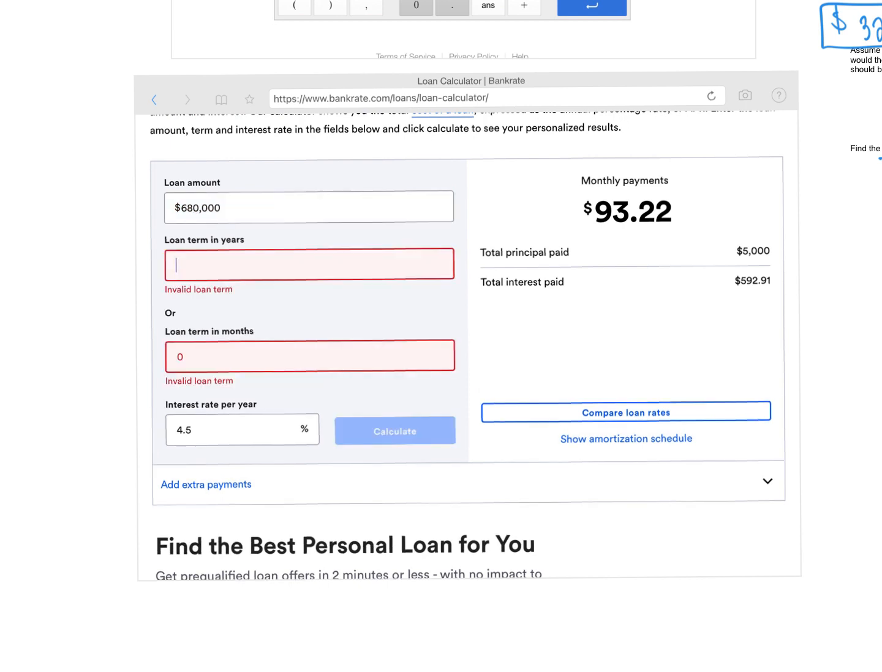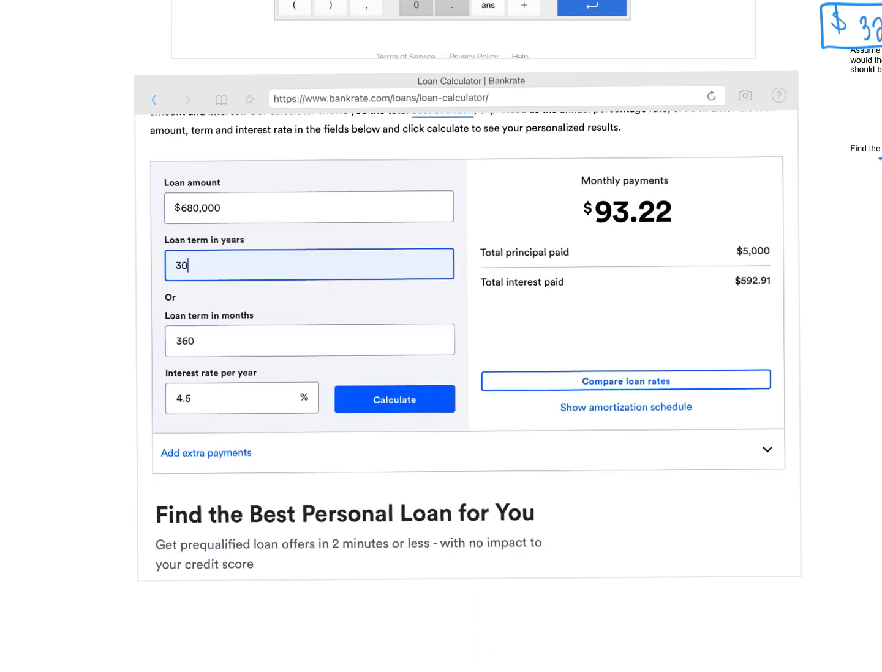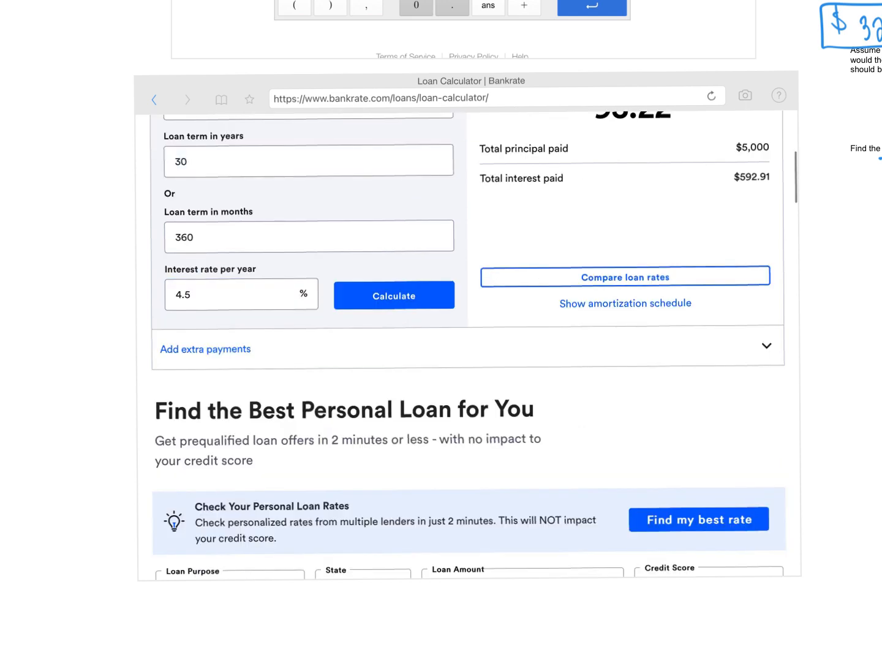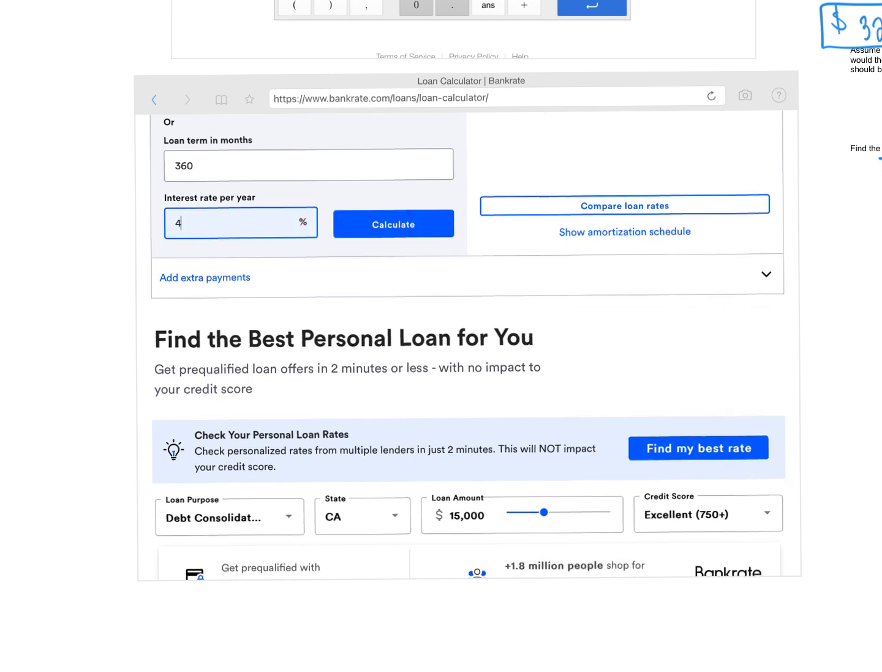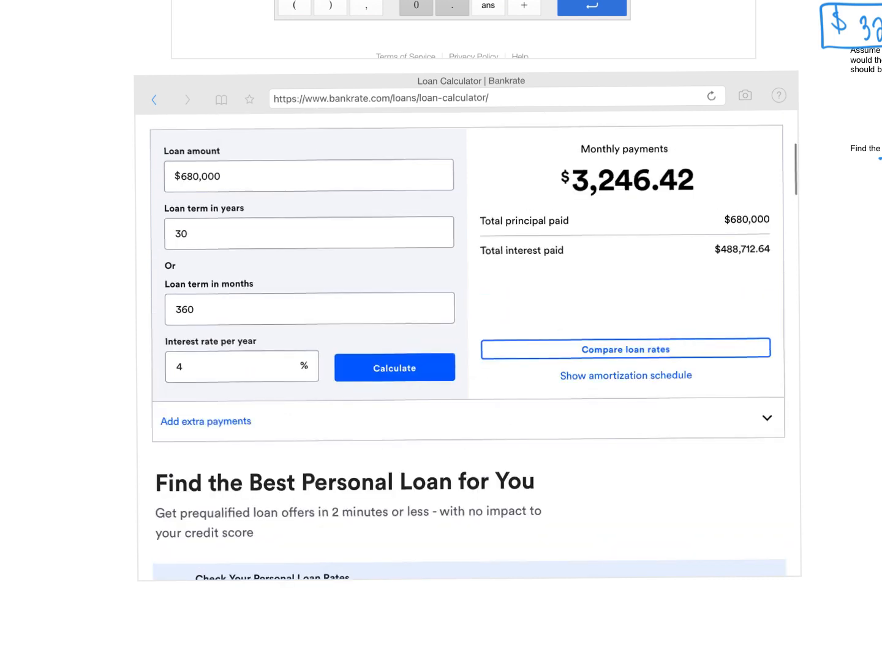We were talking about doing it for 30 years. So the loan term in years. And again, it does let you enter it in months if you want, or autofills it. And our interest rate that we were talking about was at 4%, which is actually quite low for current rates. And so when I hit calculate in there, you can see that monthly payment matches up, $3,246.42.